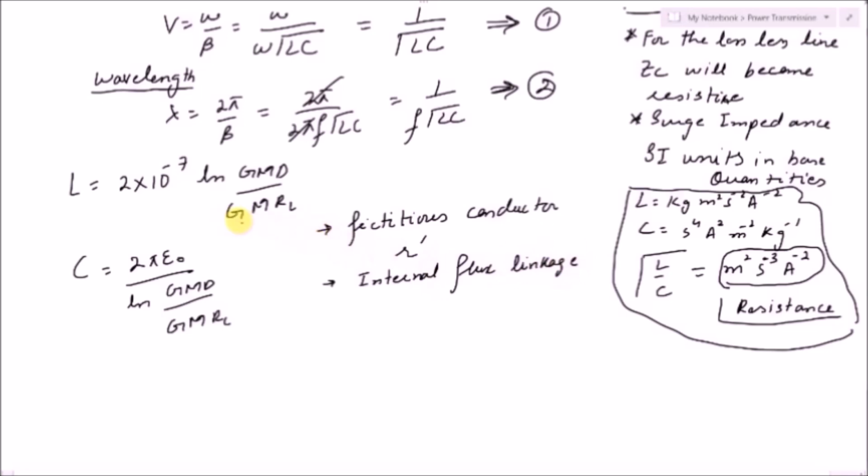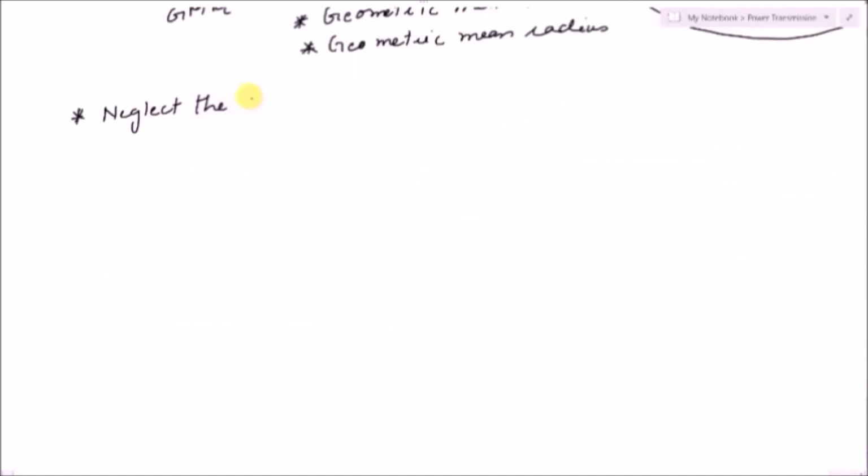So that's why I have written GMRL. So this is the geometric mean radius for the inductance. This is the geometric mean distance. Similarly, for the capacitance, this is the geometric mean distance, but the GMR will be different because in the capacitor case, we were considering the actual radius of the conductor. GMD is actually the geometric mean distance, and GMR is actually the geometric mean radius. For approximation, we are neglecting the effect of internal flux linkage.